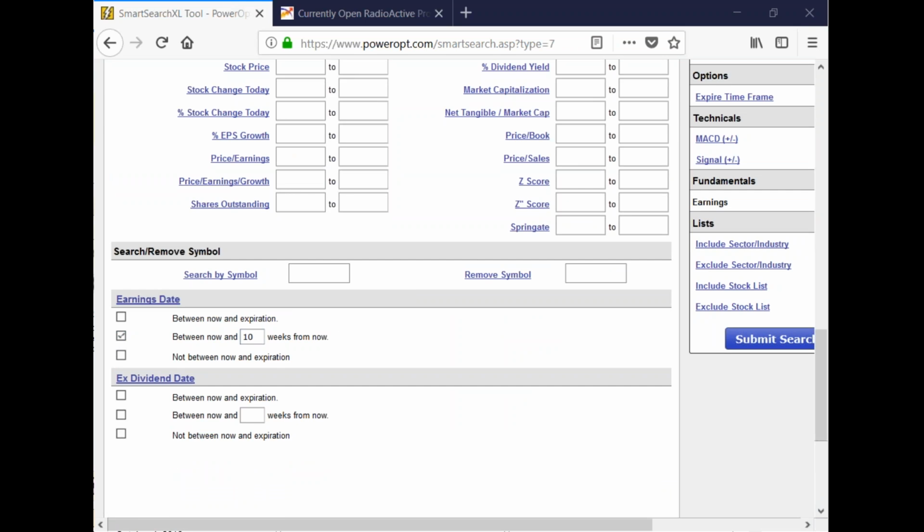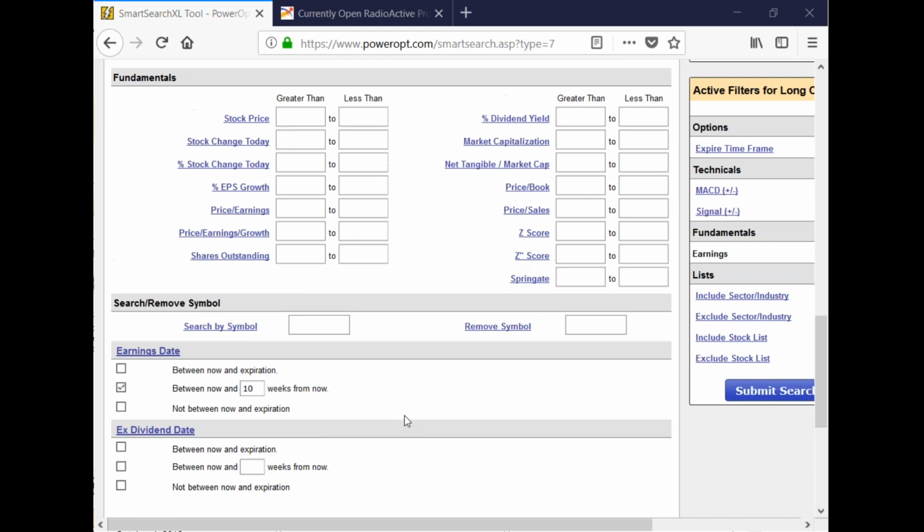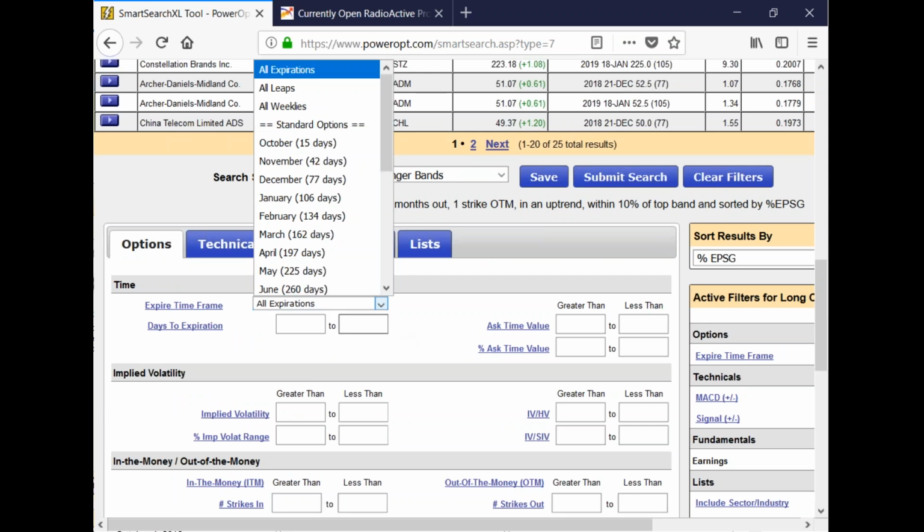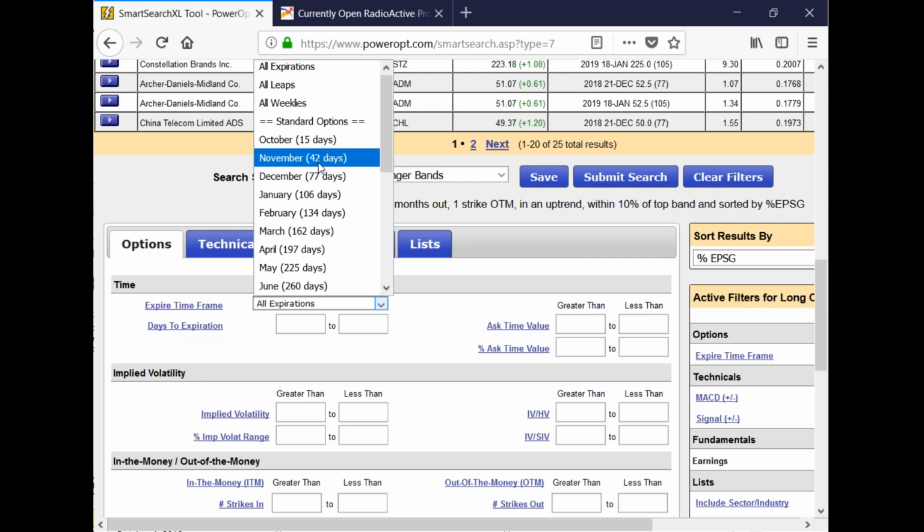Okay, now, here's a trick, here's a trade-off. I can't look for options that expire between 10 to 25 days, 15 to 25 days. Okay, I don't really care about the options right now. You're looking for a stock list. What you have to do is either select October or November. You have to select one of the next two standard expiration dates.